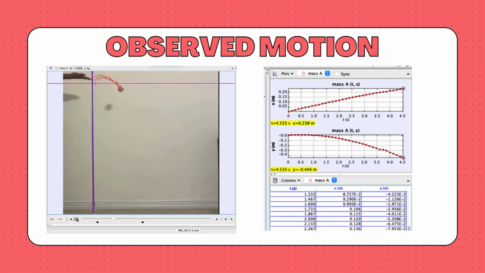So this shows my observed motion. On the left, you can see me using the Tracker software, and the red dots symbolize the center of mass frame by frame. And then on the right, you can see the position versus time graphs in the x and y direction of the observed motion.